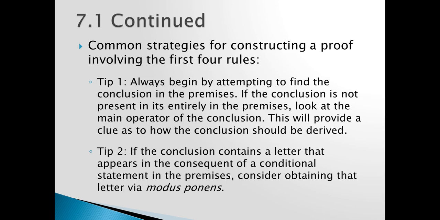Tip 2, if the conclusion contains a letter that appears in the consequent of a conditional, consider obtaining that via modus ponens. So if I have a conclusion, and I know that one of the parts of that conclusion is the consequent of one of my conditionals, I should be thinking, I bet modus ponens gets used. I need to find the antecedent of that conditional so I can get to this consequent, which will help me get to the conclusion that I'm trying to prove.